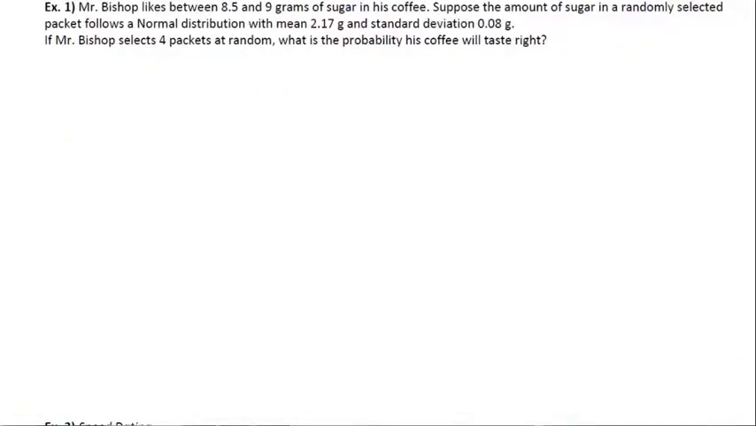Okay, so example 1 says, Mr. Bishop likes between 8.5 and 9 grams of sugar in his coffee. Suppose the amount of sugar in a randomly selected packet follows a normal distribution with mean 2.17 grams and standard deviation 0.08 grams. If Mr. Bishop selects 4 packets at random, what's the probability his coffee will taste right?